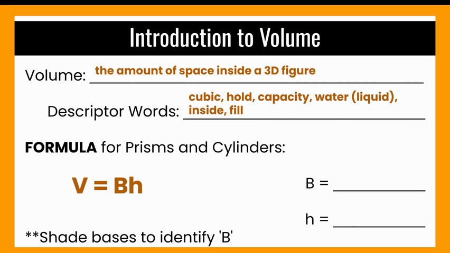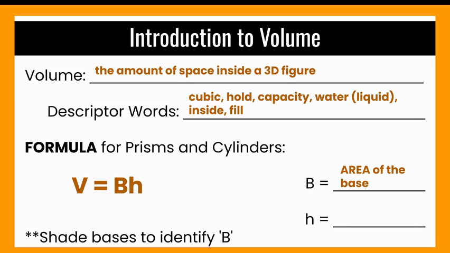So formula for prisms and cylinders, you learned this last year, the formula for prisms is V equals big B H. Well, why is the B capitalized? The B is capitalized because it stands for the area of the base. So depending on what shape it is, if it's a rectangular prism, remember your bases are rectangles. If it's a triangular prism, your base would be a triangle, so that big B would be the area of the triangle. Remember, the name of the shape indicates the base.